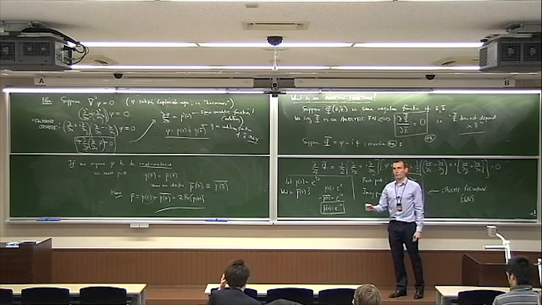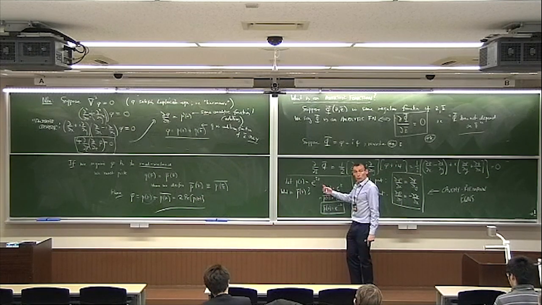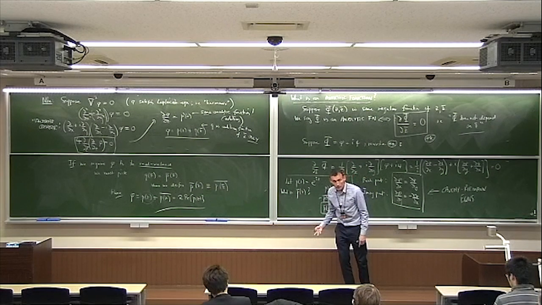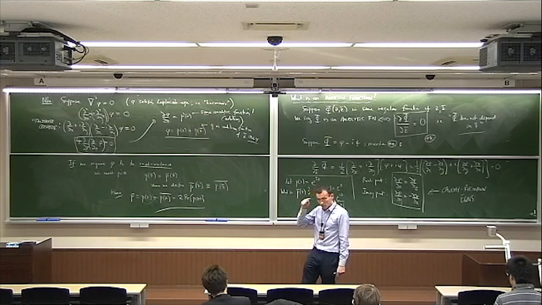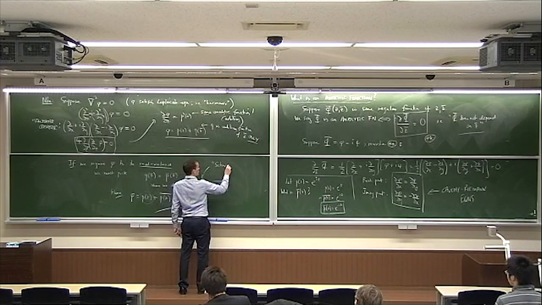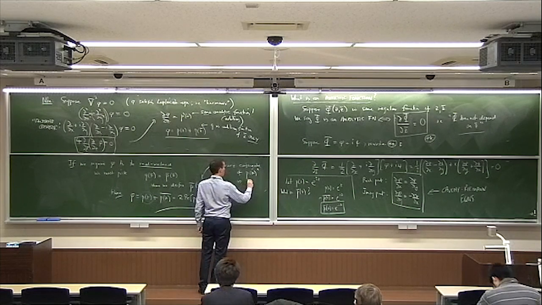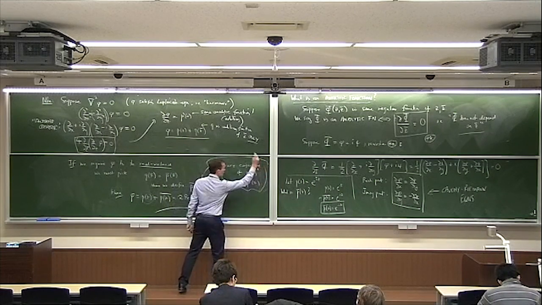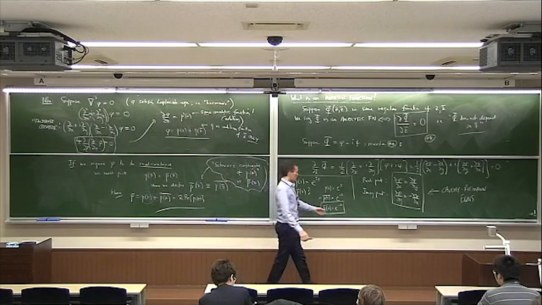Is P bar the same as P? No. One's e to the plus iz. It's the Schwartz conjugate function. That's what they're called. Anybody heard that phrase? The Schwartz conjugate of an analytic function. That's what the bar functions are. That's what I mean by this. So in other words, this is defined as, just for your general information, the definition, if you like. Okay?